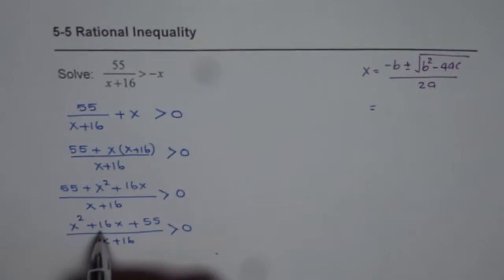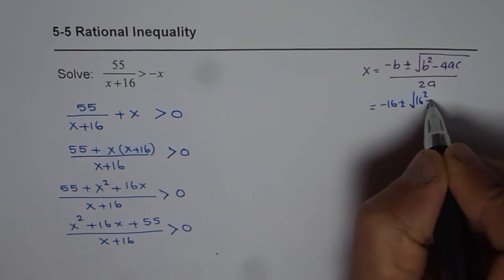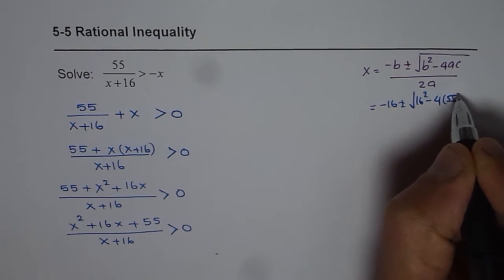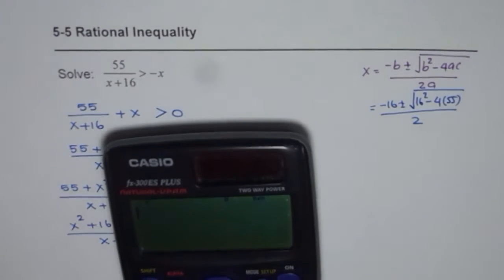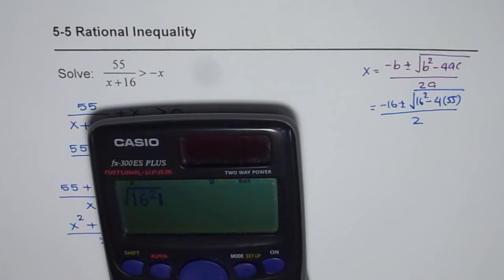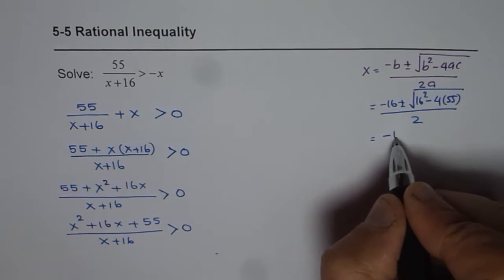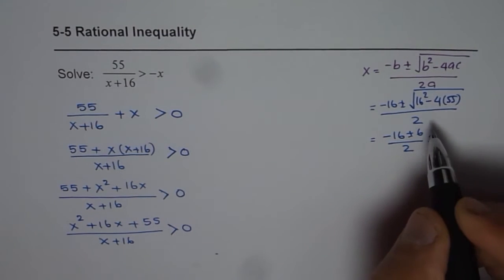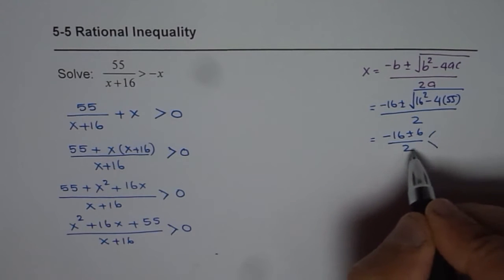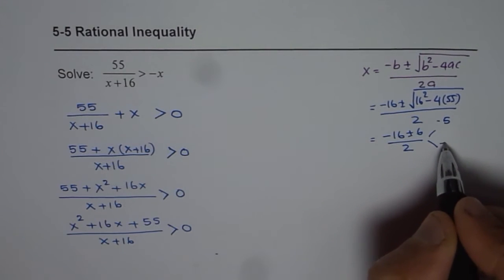So in this case, x should be equals to minus of 16 plus or minus square root of 16 square minus 4 times 55 over 2. We can use calculator, find this answer. So within square root, we have 16 square minus 4 times 55. That gives us 6. So it's easy, right? So we get minus 16 plus minus 6 over 2. That gives us two possible solutions. When we use plus, it is 10 divided by 2, which is 5 with a negative sign. If we use negative, then minus 22 divided by 2 gives us minus 11.